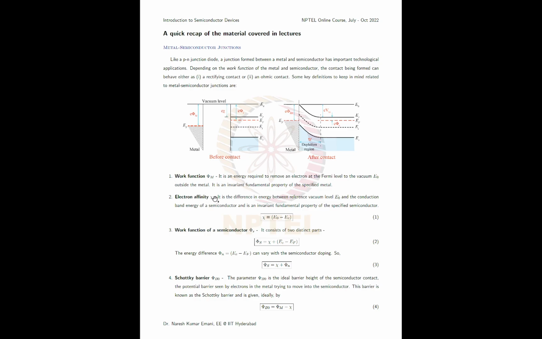Next, you have electron affinity chi. It is the difference in energy between the reference vacuum level E naught and the conduction band EC. Again, it is an invariant fundamental property of the specified semiconductor. For a particular semiconductor, you will have a fixed value of chi. So chi is E naught minus EC, vacuum level minus conduction band level.